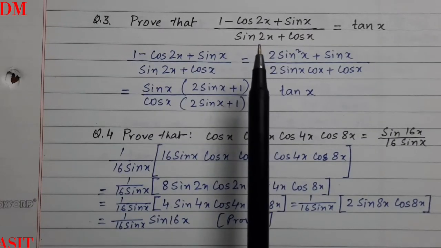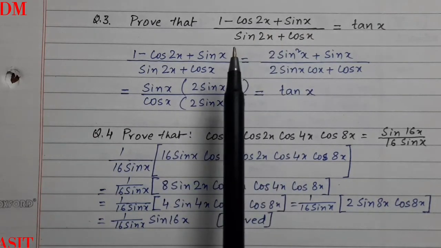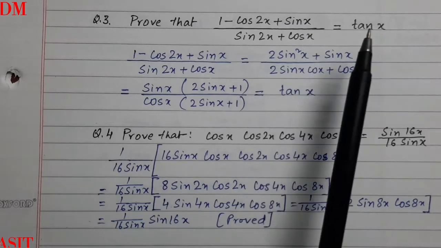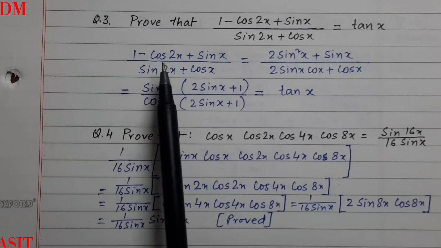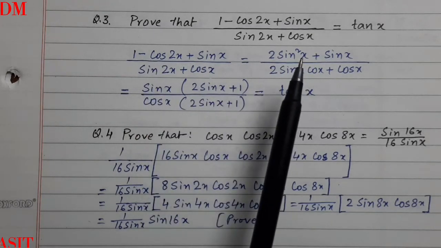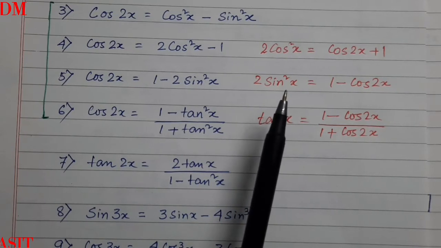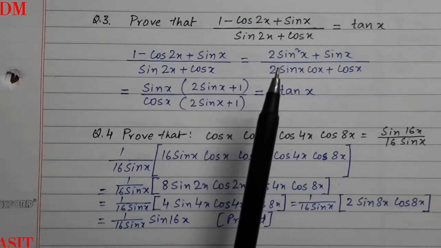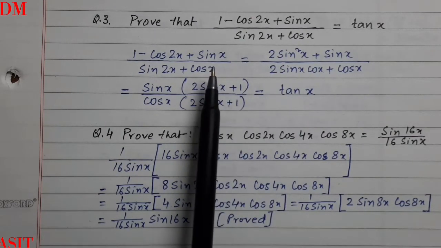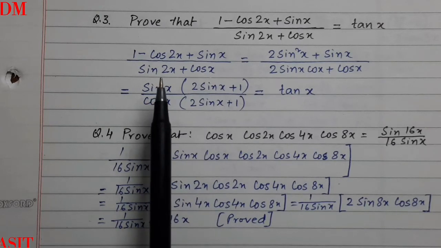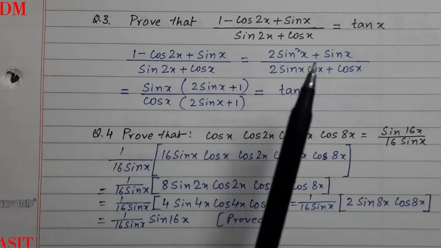Now let us prove the third question. Prove that 1 minus cos 2x plus sin x by sin 2x plus cos x equals tan x. Now we know that 1 minus cos 2x equals 2 sin square x. So we can verify here 1 minus cos 2x equals 2 sin square x. So therefore we can write 2 sin square x plus sin x. Now this sin 2x can be written as 2 sin x cos x plus cos x as it is.